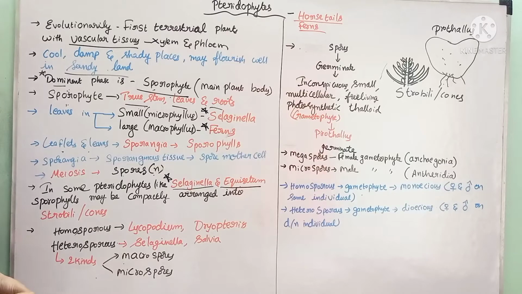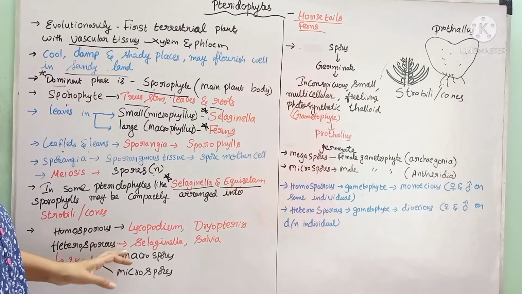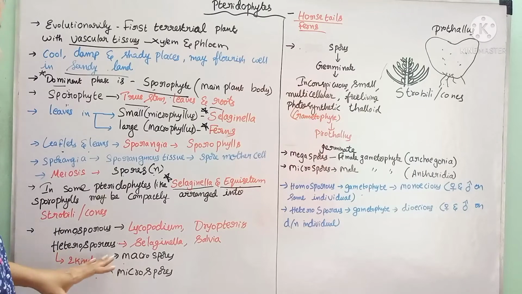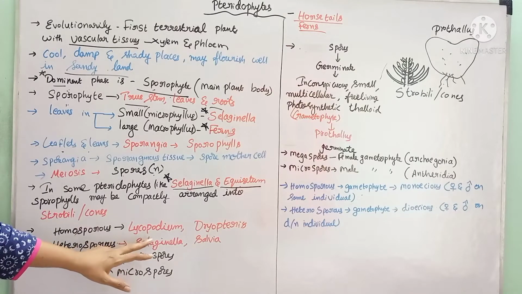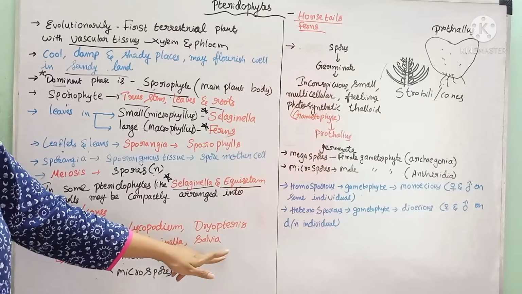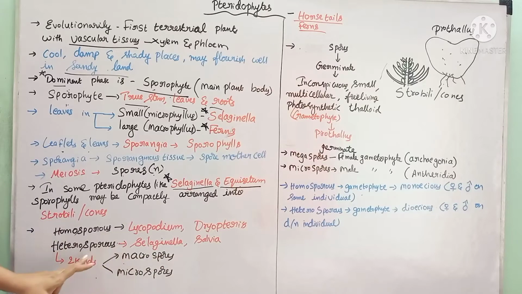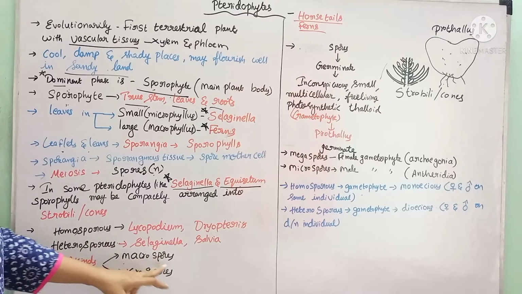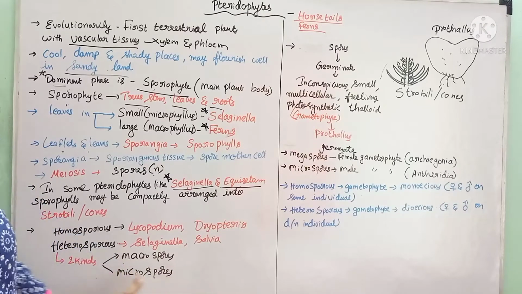Some of the plants produce a homosporous condition. Some of the plants produce two types of spores, which is called the heterosporous condition. In the homosporous condition, only one type of spore is produced. Examples: Lycopodium and Dryopteris are examples of the homosporous condition. And some plants produce two types of spores. Examples: Selaginella and Salvinia. These two types of spores are the microspores and the macrospores.